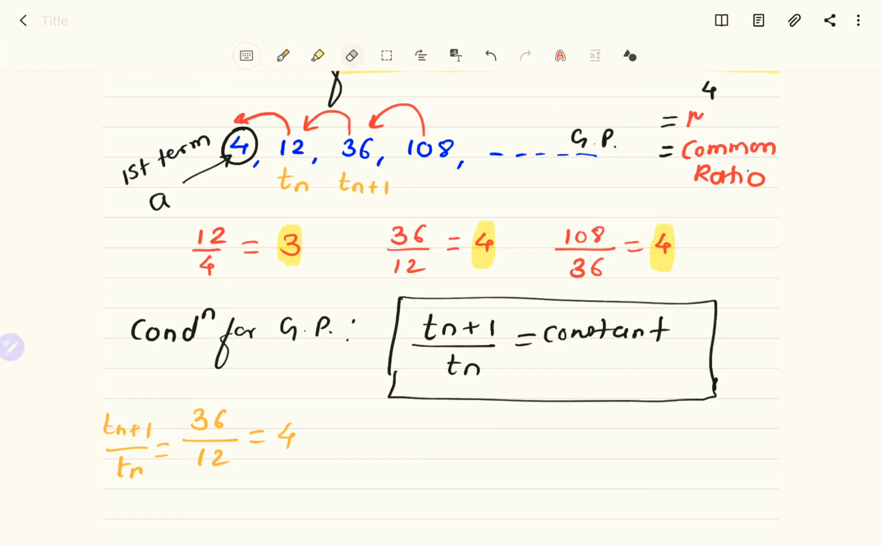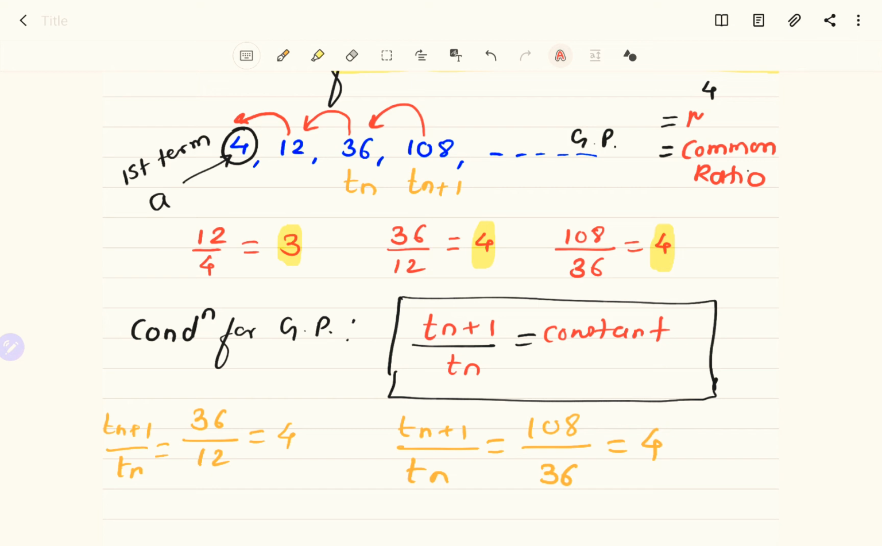If I change the terminology, instead of 12, if I say Tn is 36, then the next term is symbolically T of n plus 1, which in this particular case is 108, and Tn is 36. So this ratio is 3. This is the symbolic meaning of this. This is the condition for geometric progression: T of n plus 1 divided by Tn is always constant, and that constant in this particular example is 3.